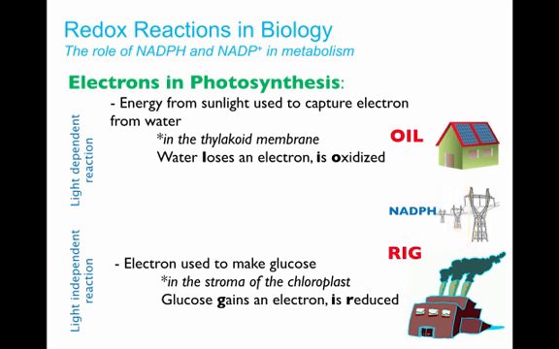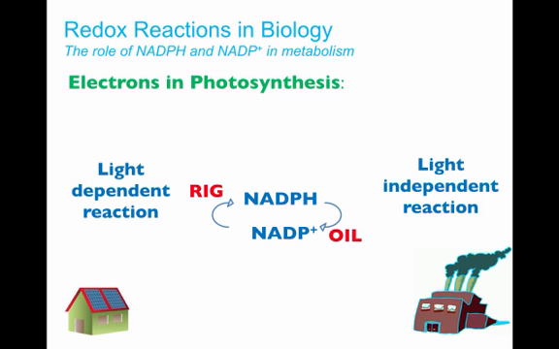So let's take a closer look at how this functions. We are going to start with a molecule of NADP+. It is going to pick up the electron lost by water in the light-dependent reaction. If it gains an electron, that means it is reduced. So NADP+ becomes reduced to form NADPH. And NADPH is just the other version of this molecule that has an electron attached to it.